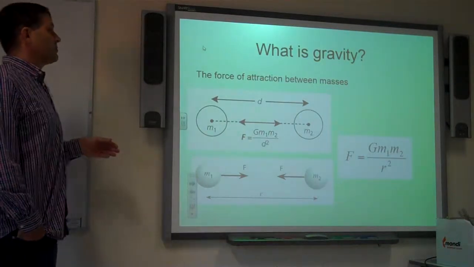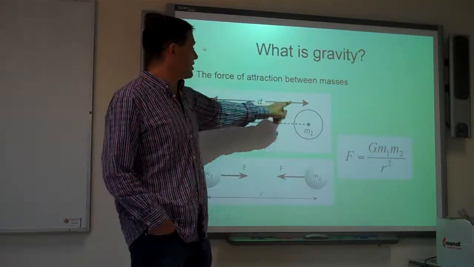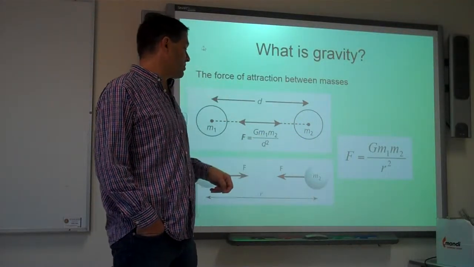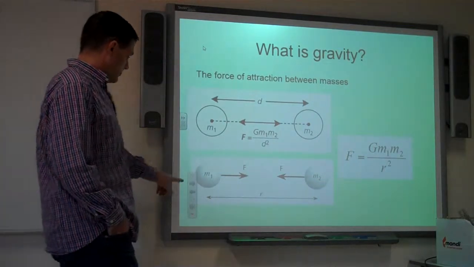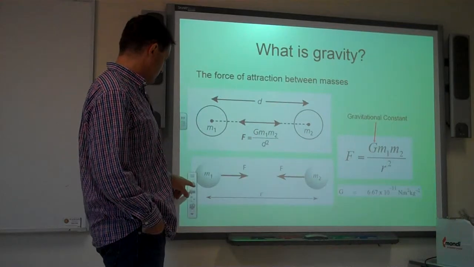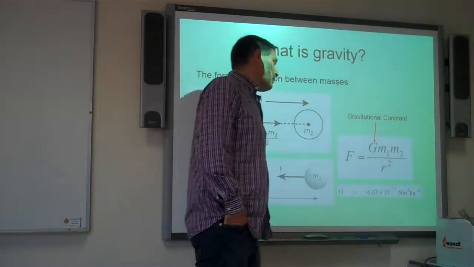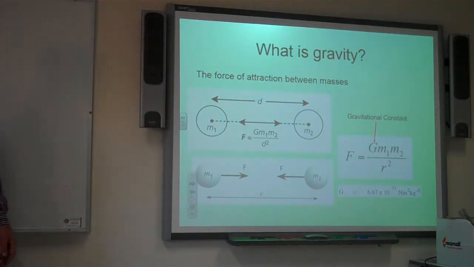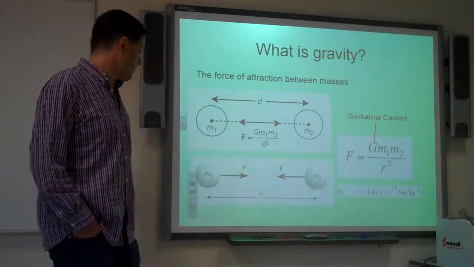So, what is gravity? If you've got two objects here, M1 and M2, and you've got the distance d between them, then your force is equal to G times M1 M2 on d squared. Now, dealing with that, we have the gravitational constant, and in this case, the gravitational constant is 6.67 by 10 to the minus 11 Newton metres squared per kilogram squared.